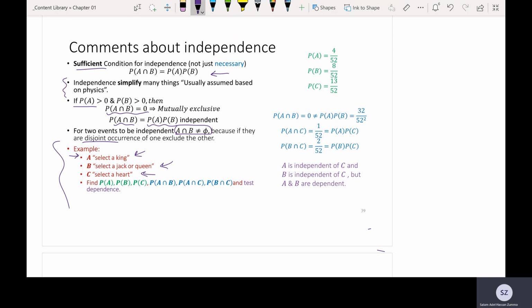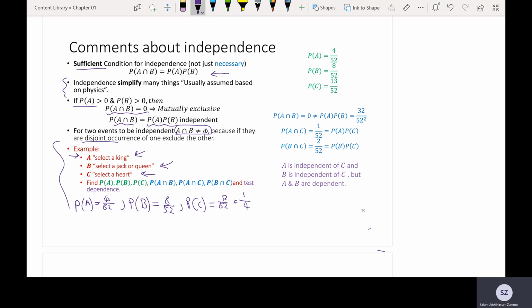First of all, what is the probability of A? 4 over 52. Why? Because we have 4 kings out of 52 cards. What about the probability of B? 8 over 52, because we have 4 queens and 4 jacks. What about the probability of C? 13 over 52, which is 1/4, right?